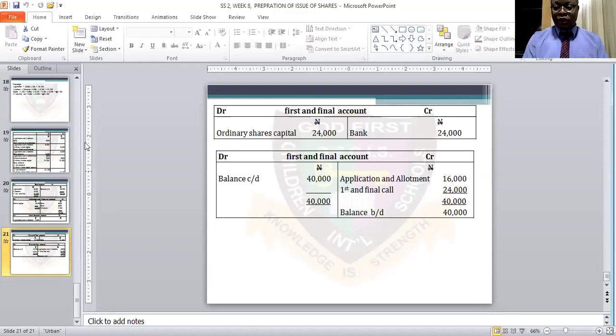So, my student, this is the end of the accounting procedure for preparing the issue of shares account. So this is how you are going to prepare the account. I wish you the best of luck.